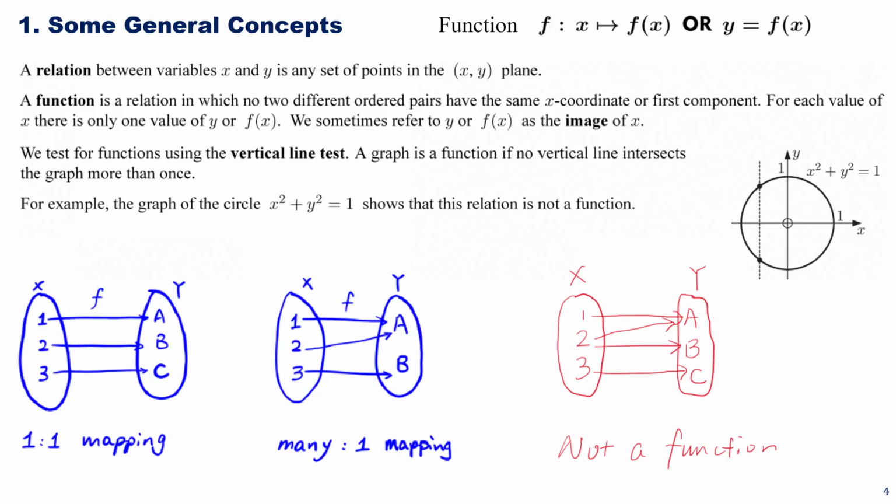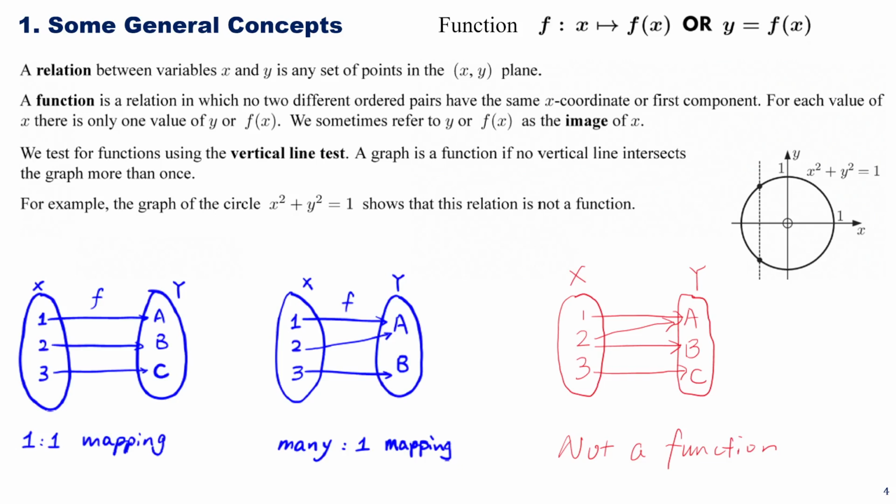Okay, first let's have a look at some general concepts. So basically a function is a mapping relationship, right? It maps one set to another set, right? A function is a relation in which no two different ordered pairs have the same x coordinate or first component. For each value of x, there is only one value of y, or f(x). We sometimes refer to y or f(x) as the image of x. Are you clear? So that means if you have one input, there is only one output corresponding to the input, right? You don't have more than one output corresponding to the same input.